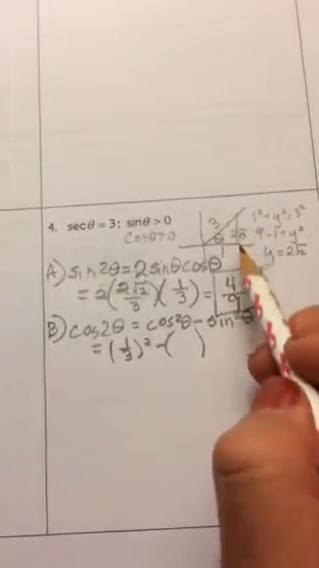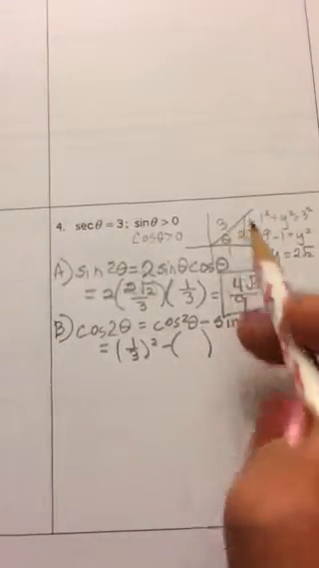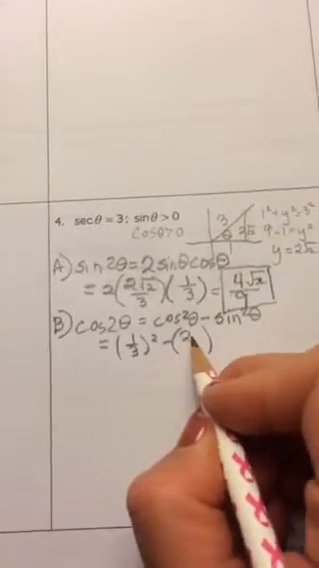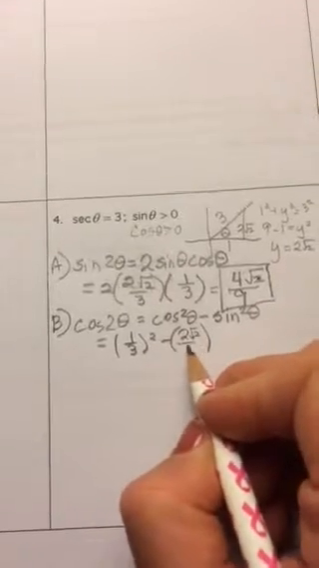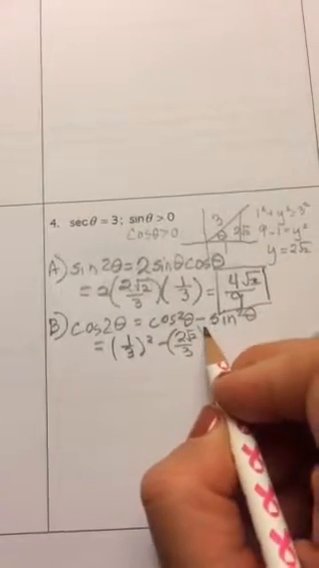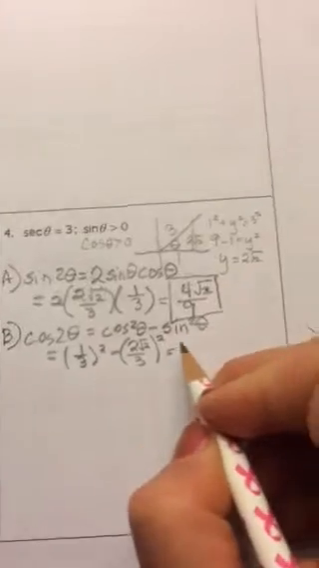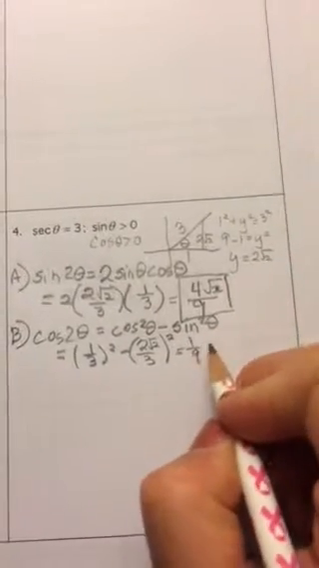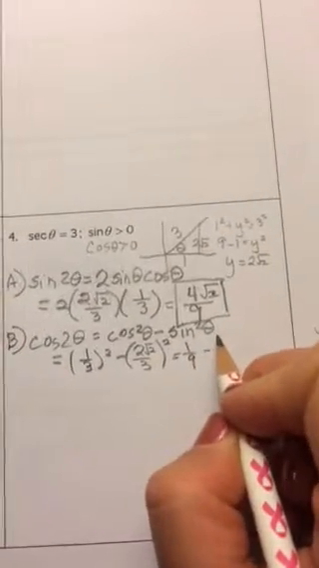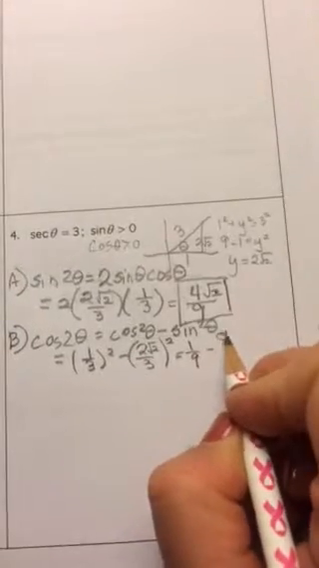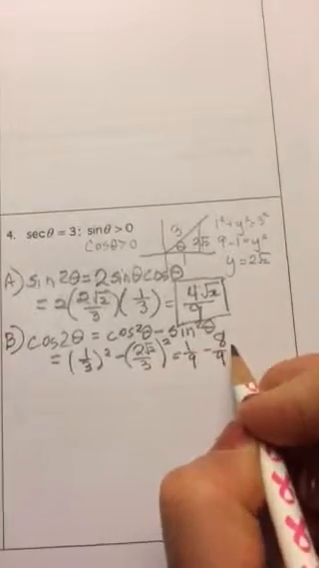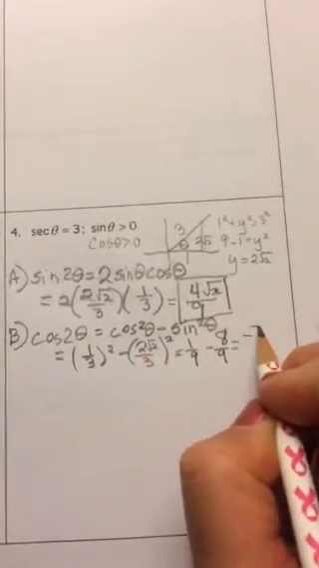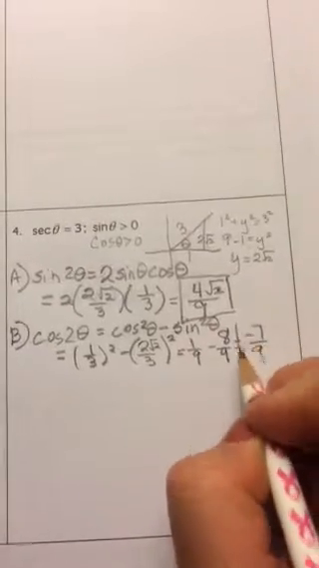And here's the sine, 2 square roots of 2 divided by 3. And I'm going to square that quantity also. 1/9 minus 4 times 2, which is 8, 9ths, equals negative 7 divided by 9.